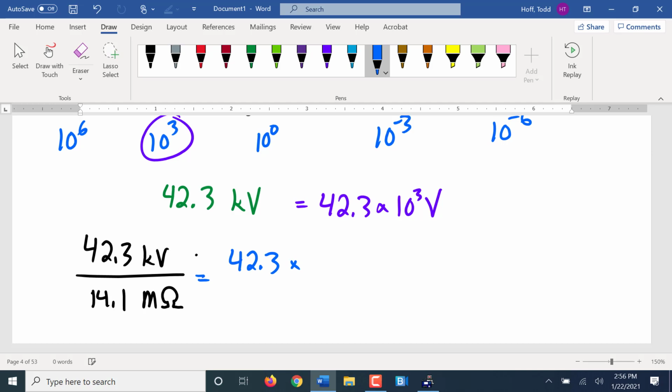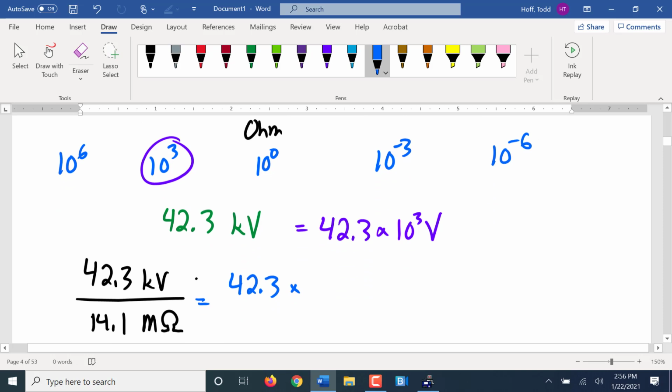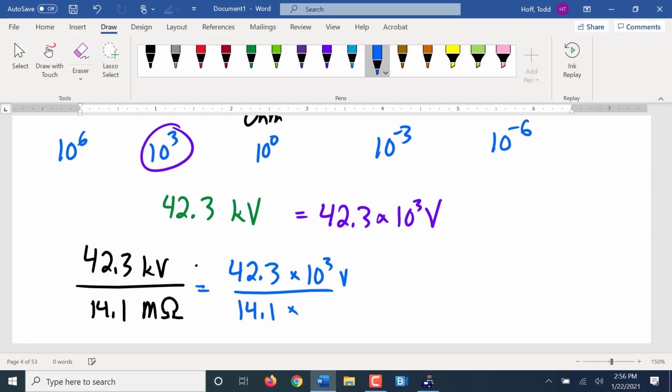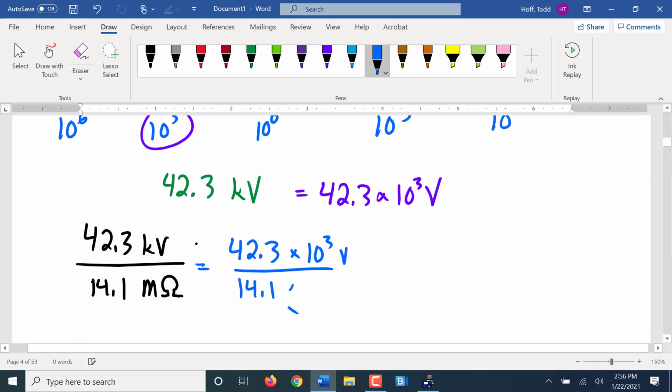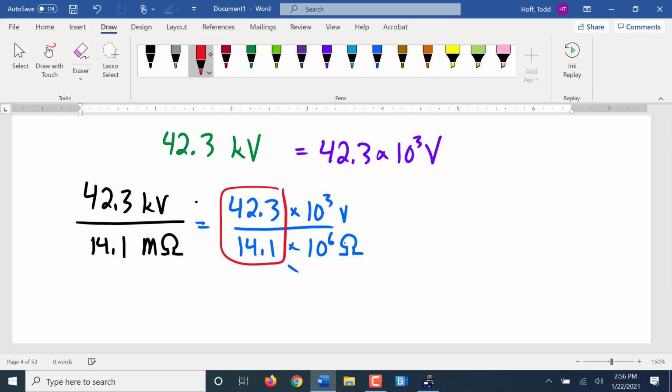Kilo is what power of 10? 10 to the positive 3. That's volts. Mega is what power of 10? 10 to the 6th. Of course, that'll be our ohms. That upside down horseshoe kind of looking thing is ohms. We would divide then. Just like we've done with our other things, you divide the counts. 42.3 divided by 14.1 is actually just 3.